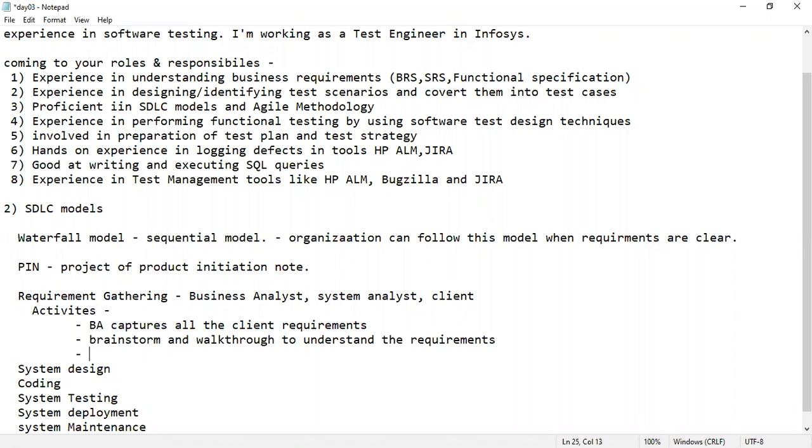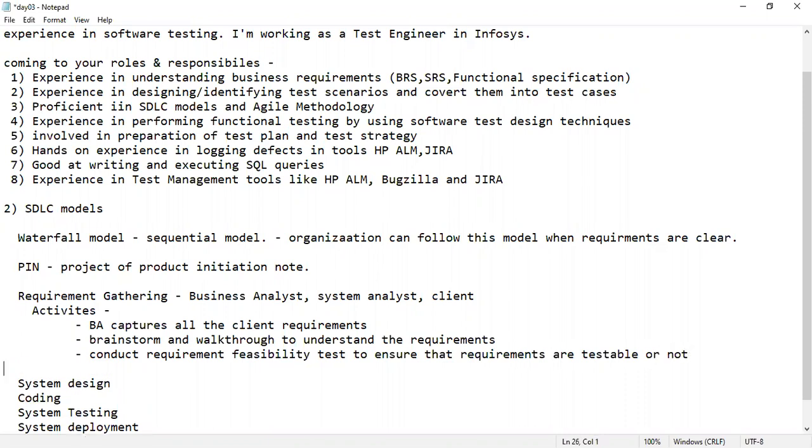The next one, conduct requirement feasibility tests to ensure that requirements are testable or not. See, everything depends on the requirements only.